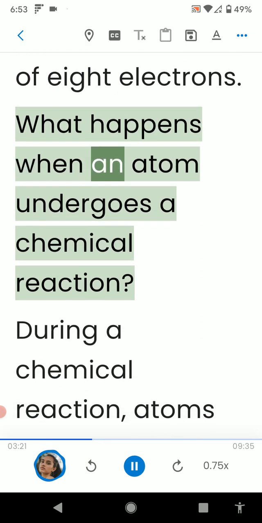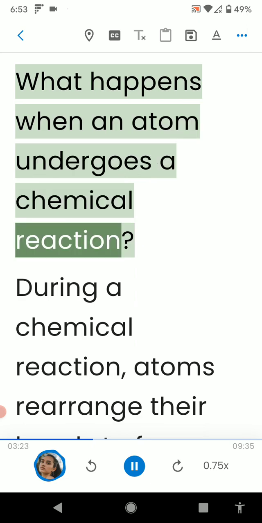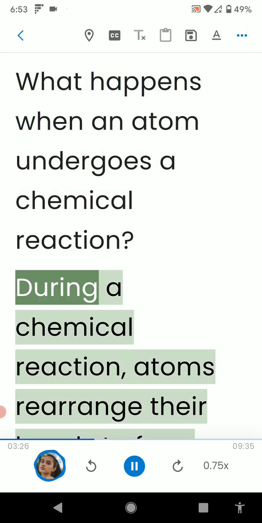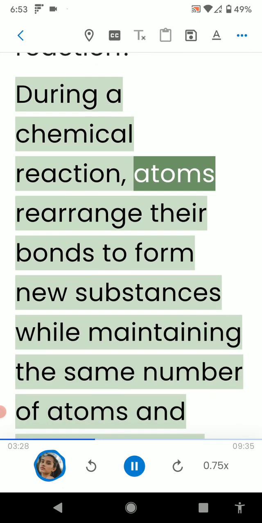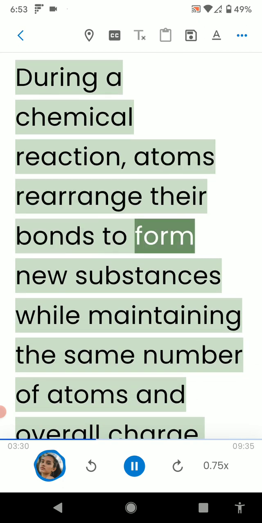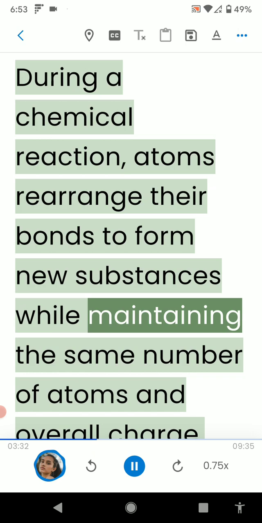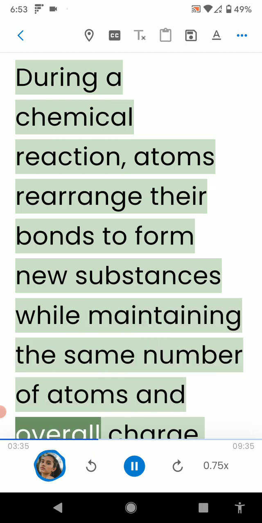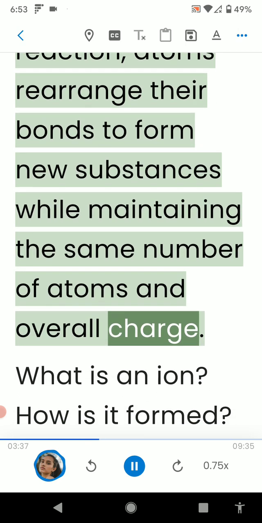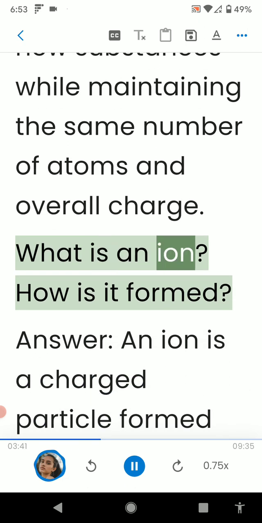What happens when an atom undergoes a chemical reaction? During a chemical reaction, atoms rearrange their bonds to form new substances while maintaining the same number of atoms and overall charge.